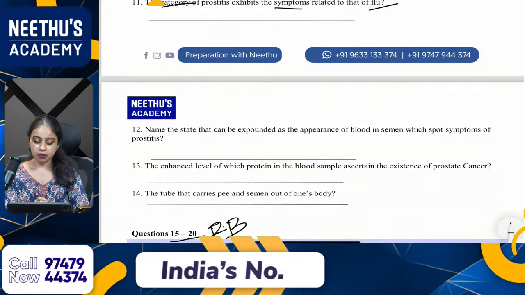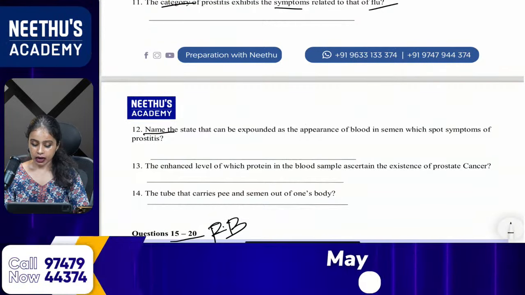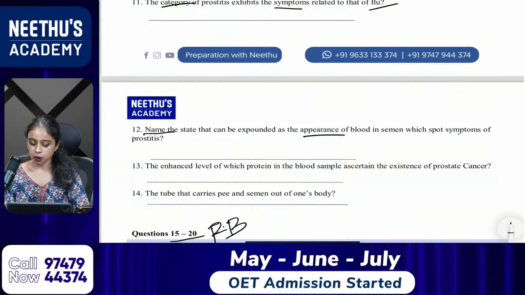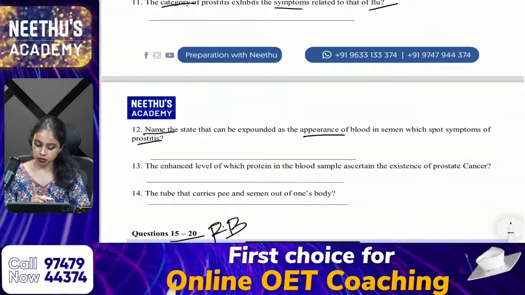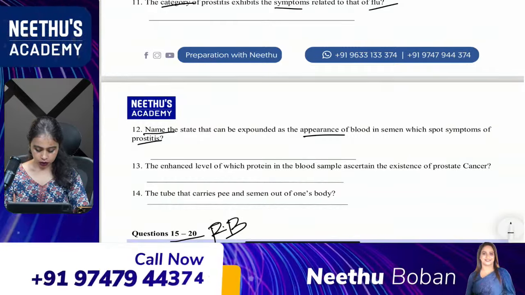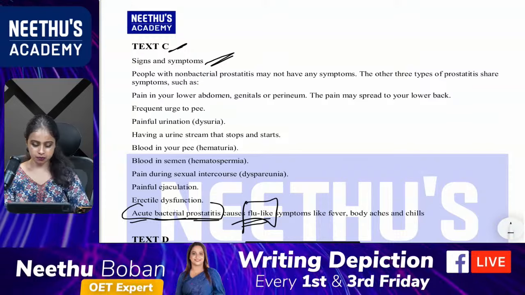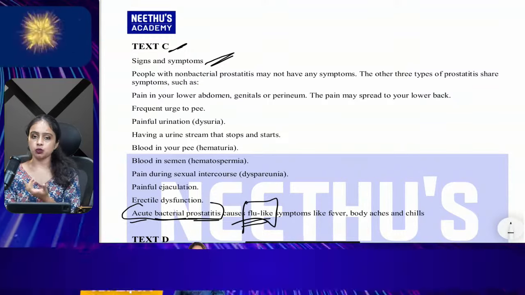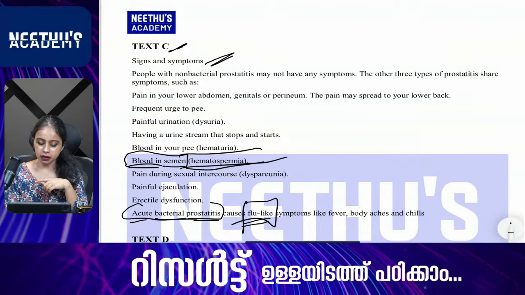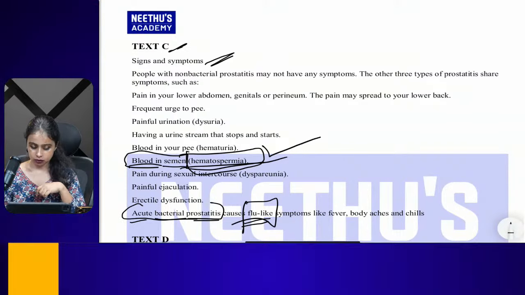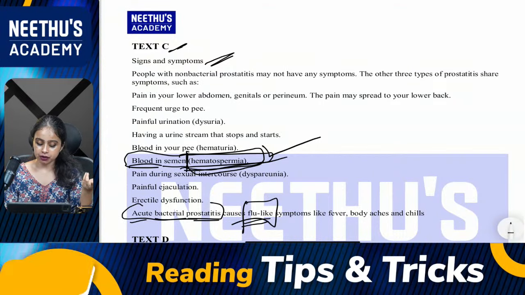12th one, name. Again, we need the name of something. Name the state that can be described as the appearance of blood in semen, which indicates the symptoms of prostatitis. What is the name? Which is mentioned, again, in signs and symptoms. The keywords are blood in semen. So answer should be hematospermia from text C. Don't write blood in semen. Answer should be hematospermia.